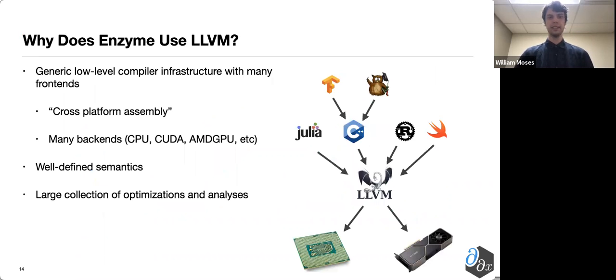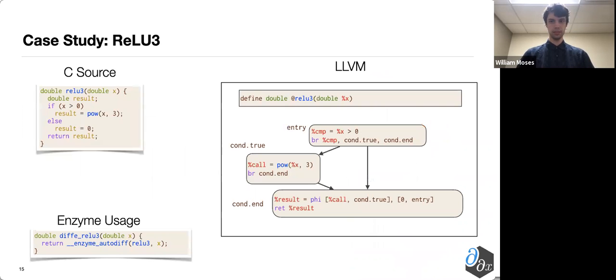So what is LLVM? It's effectively a cross-platform version of assembly that is used in a variety of different languages and thus has a variety of what are referred to as front ends. Moreover, it also can produce code for a variety of different architectures, be it CPUs, GPUs of different sorts, what have you. Most importantly, it also has well-defined semantics. So unlike some types of assembly, it's very well-defined what exactly every one of these operators will do. And most importantly, it is a large collection of optimization passes and analyses that we can use to optimize and analyze our code. So let's take a quick look at how this might work on a sample code in practice.